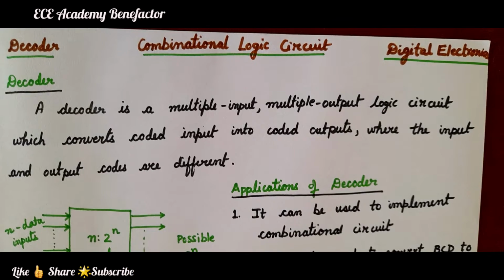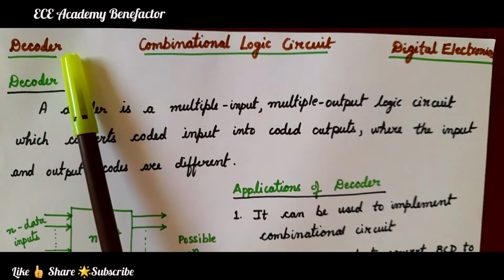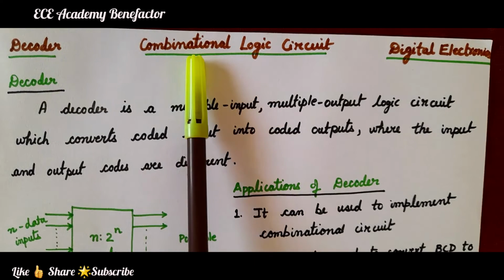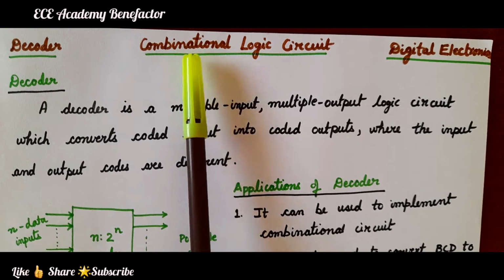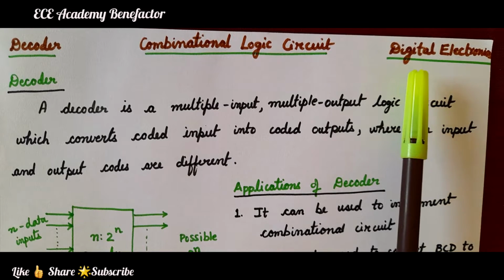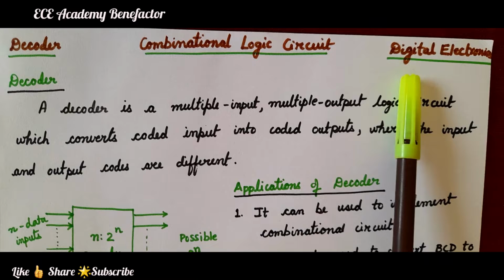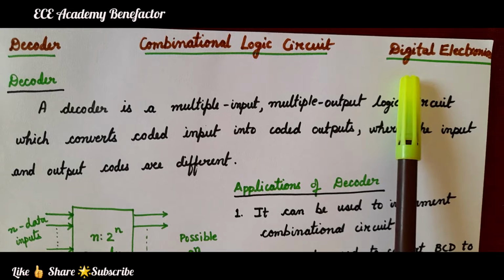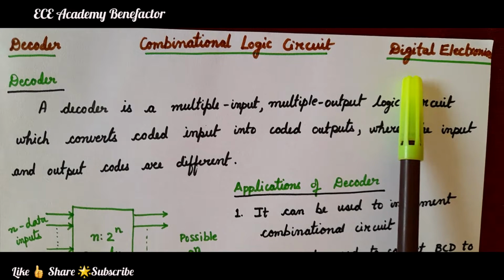The topic of the class is a decoder. The topic is from Combinational Logic Circuit. Subject name is Digital Electronics. In this class we will be seeing the definition of a decoder, applications of decoder and 2:4 decoder logic diagram and its truth table. Let us start with the definition of a decoder.